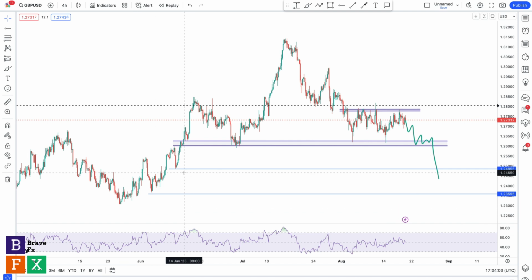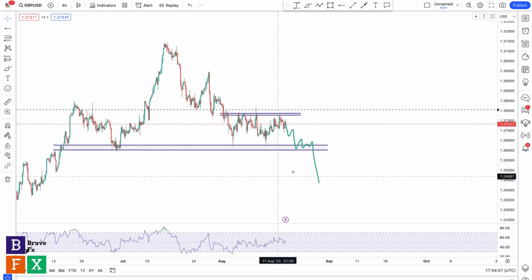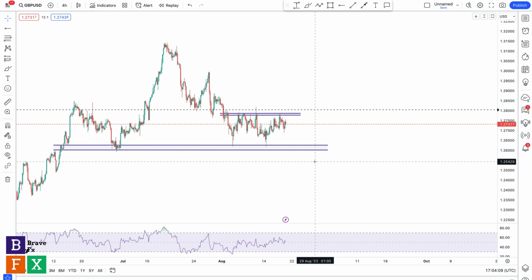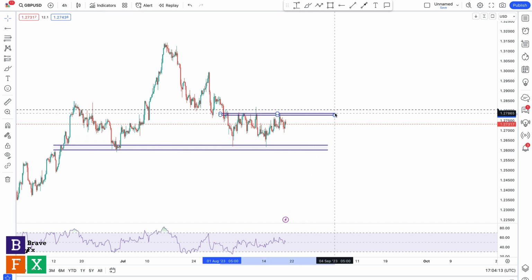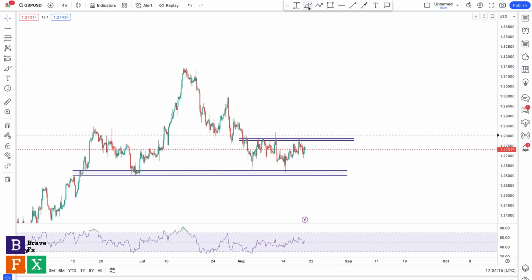So while I am watching out for a bearish case scenario, I am more inclined to go long on GBP-USD rather than going short. And that's because we are currently in a bullish trend, and this is what I'll be watching out for to go long.